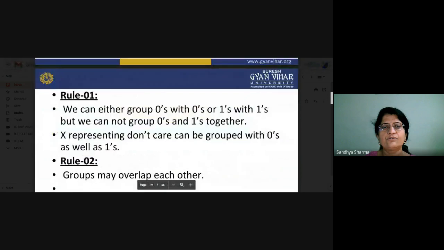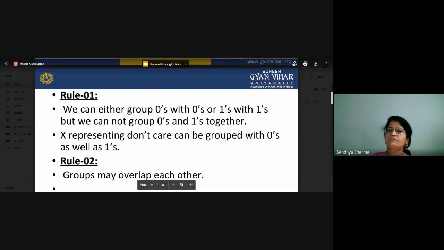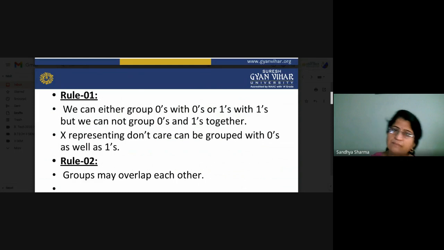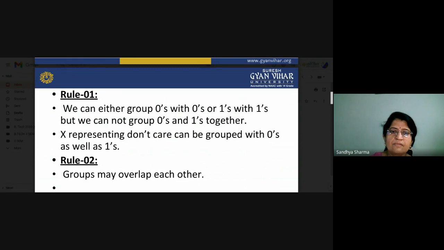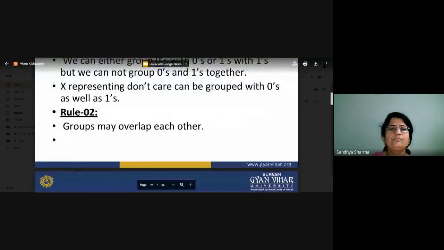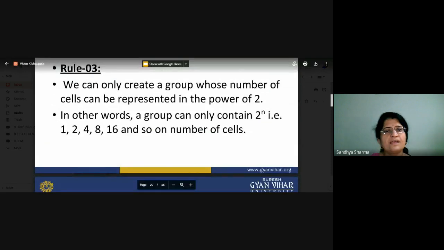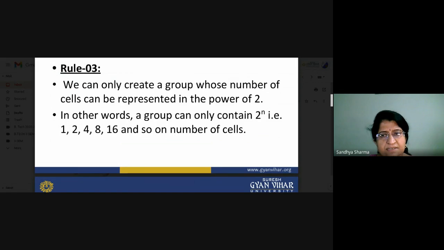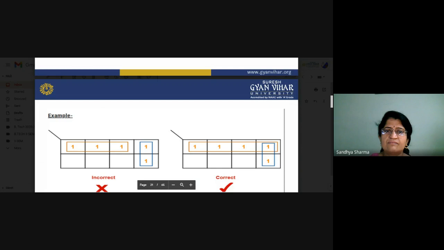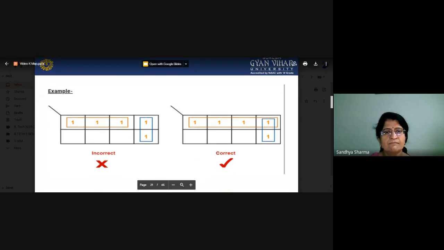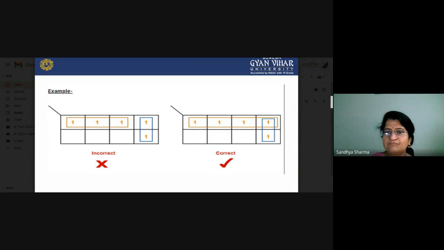So first of all, rule 1: you can group either 0s or 1s, whichever method you opt for, and X will represent the don't care condition. That don't care condition I will explain when we solve some problems. What about rule 2? Rule 2: groups may overlap each other. We have to see how we can make different combinations and how many cells we can group, and then we can fill in. So just see here, this method is incorrect, this method is correct.